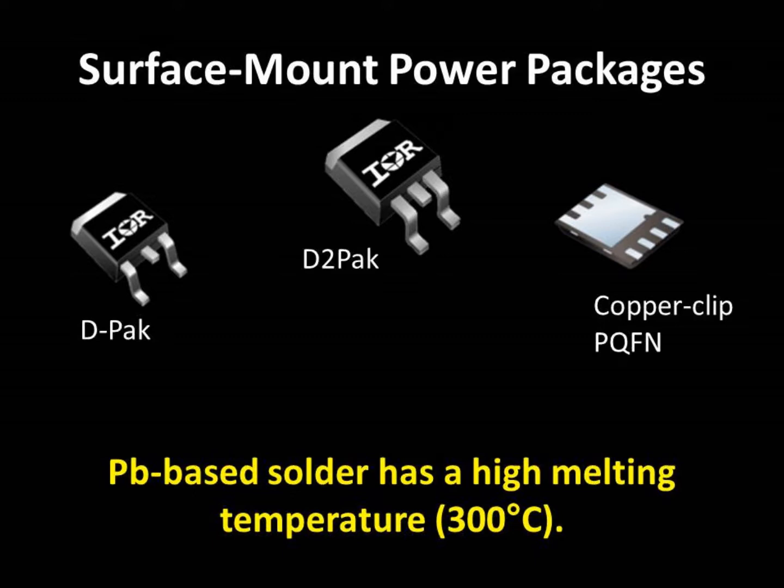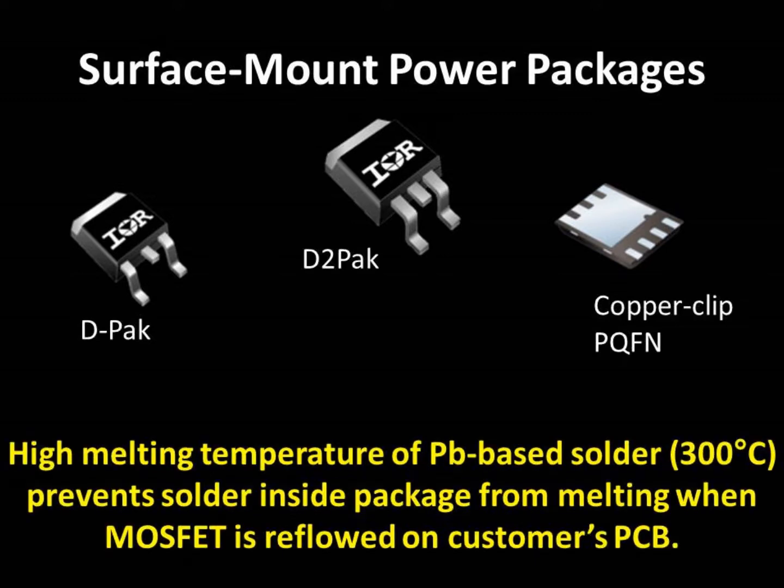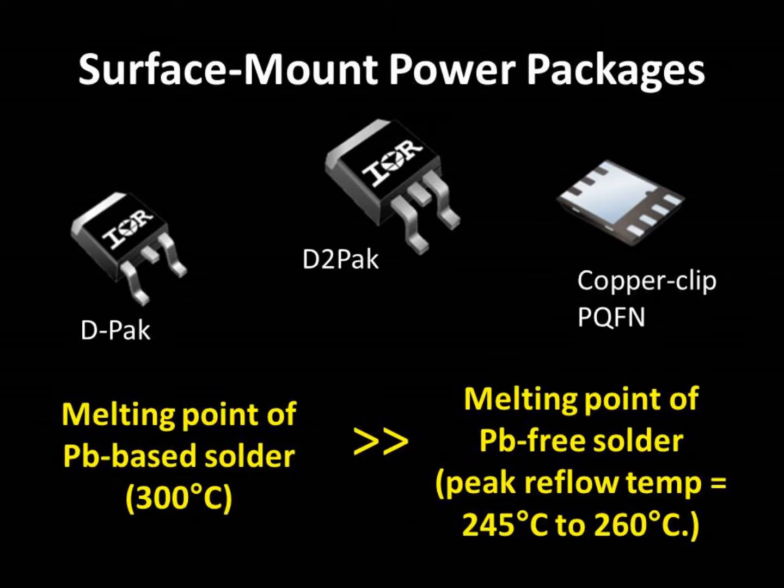During the customer's manufacturing process, the device is going to be heated up, and it's here that the high melting temperature of the lead-based die attach comes into play, preventing the die inside the package from separating from its lead frame. In contrast, the lead-free die attach has a lower melting temperature, which actually puts the die at risk of detaching from the lead frame.